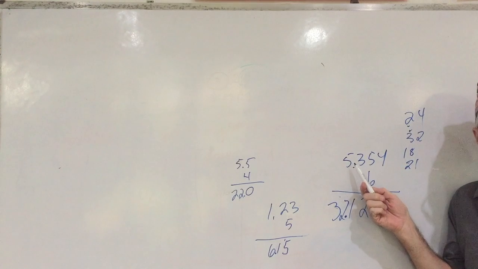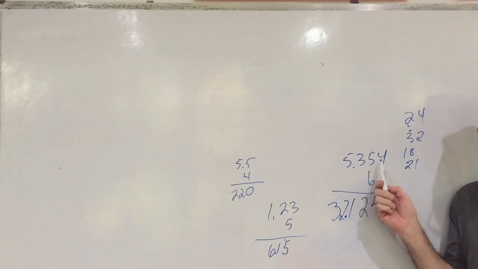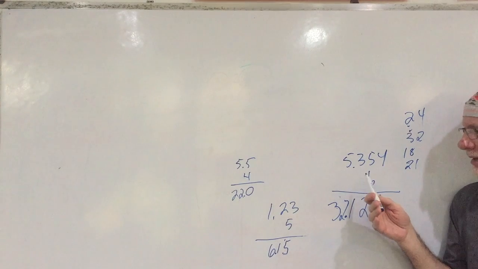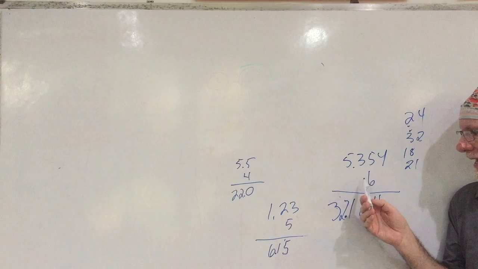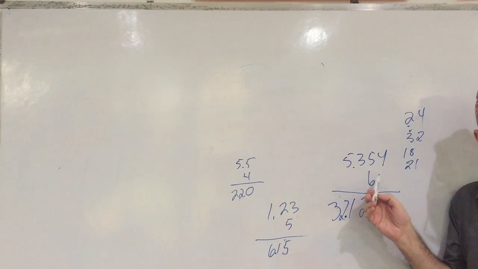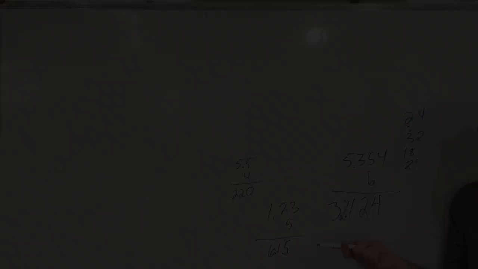This is a little bit greater than 5, right? 5.354. It's about 5 1/3, right? And times 6, correct? So the answer has got to be a little greater than 30, right? 32, does that make sense? That makes sense. All right.